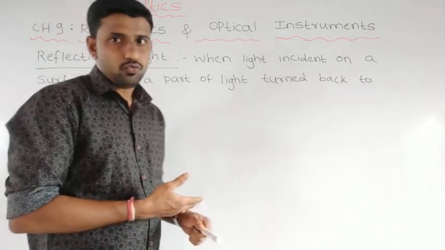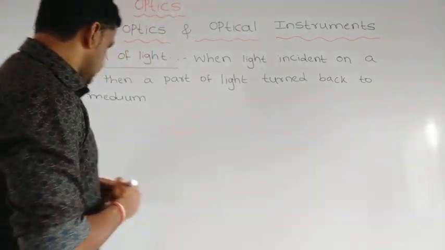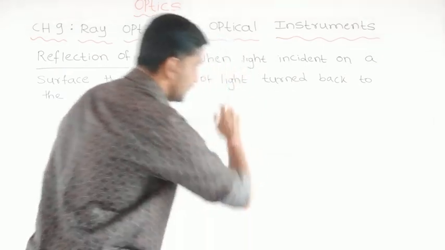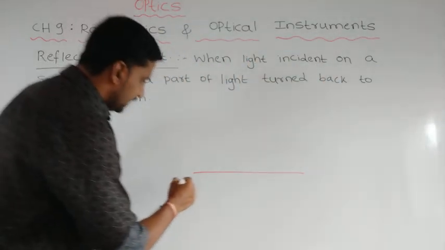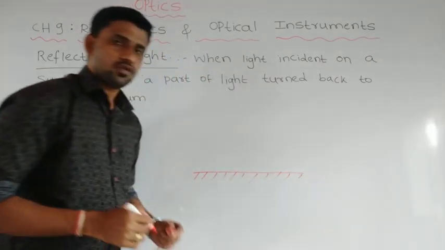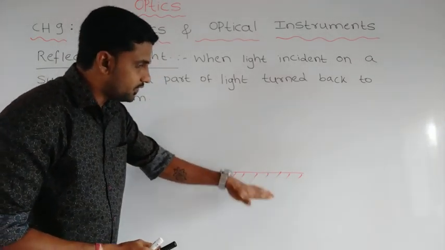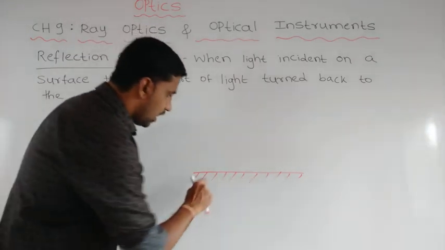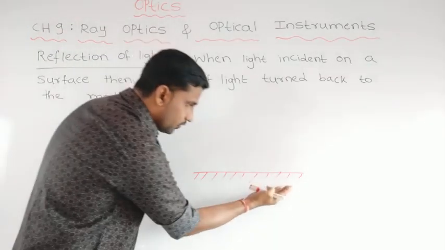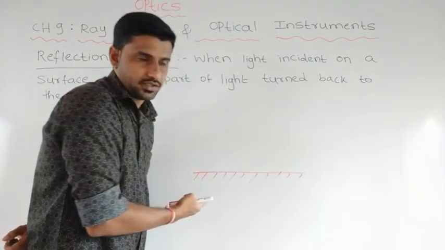Let us see how we represent the reflection of light by using the rays. So here I am considering one surface. Assume that this board is one medium, and in that board I am considering one surface. Okay, and this surface has two faces. One is the upper face and the other is the lower face. This upper face is the reflecting face, and the lower face is opaque or a non-reflecting face.